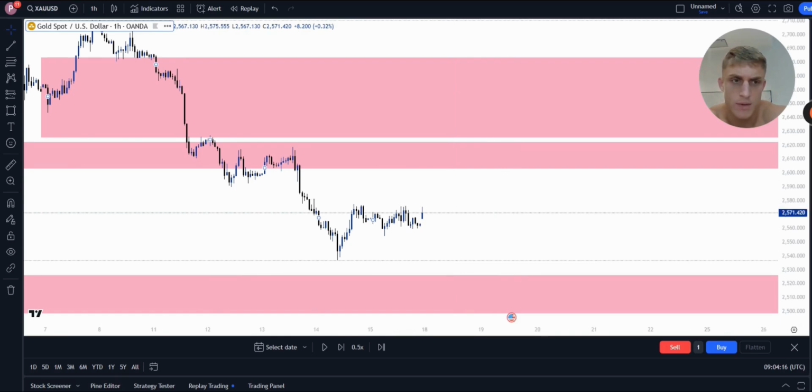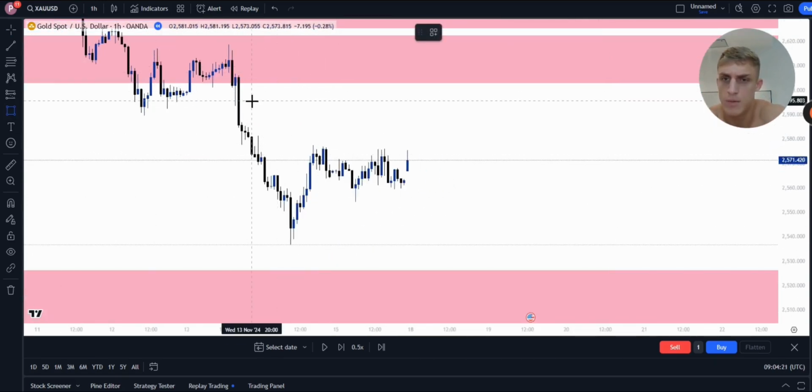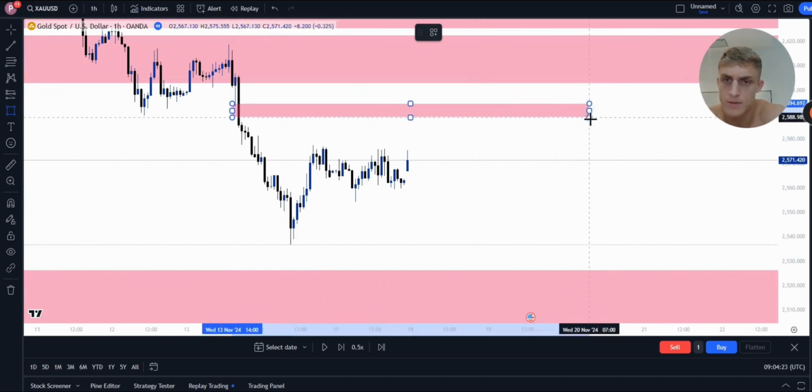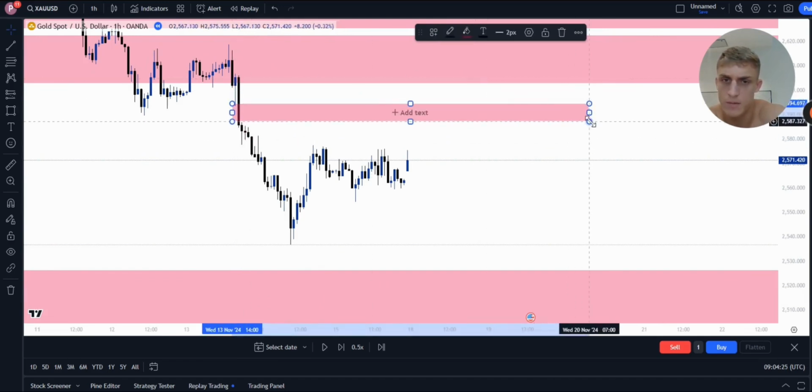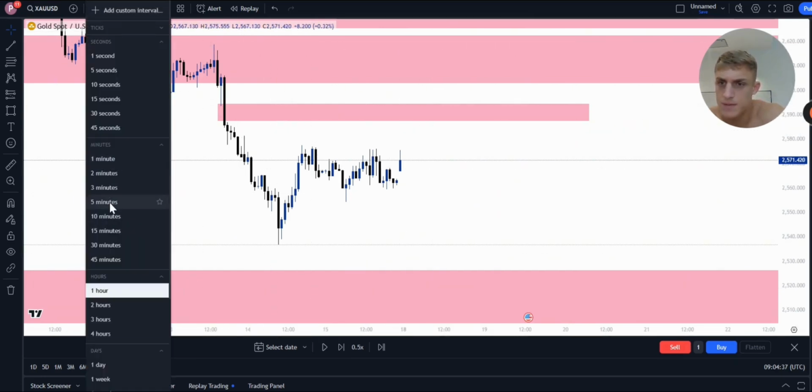So just mark out points where you're very, very happy that there may be liquidity stored. Right, such as that one, I'm happy that there's liquidity stored there. I'm going to pop that there. I'm happy there's also... get set down to the 5 minutes.